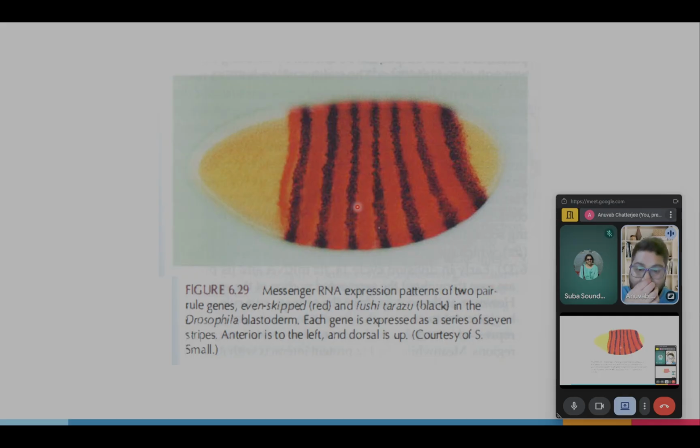And here we have an example of in situ hybridization for two pair rule genes. One of them is even skipped, one is Fushi tarazu, and as you can see, even skipped is in stripes which are not overlapped by Fushi tarazu. So essentially they are alternate, red, black, red, black, red, black, because they are expressed in alternate parasegments. So these two parasegments are side by side, and they are not expressed in each but in alternate ones. And that is why you have a zebra crossing kind of pattern when you do it for two different pair rule genes.